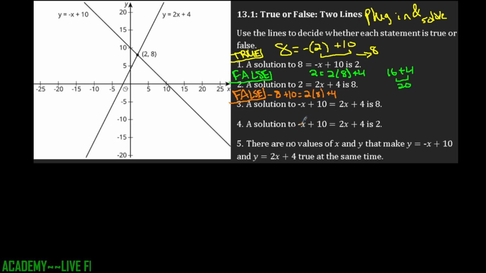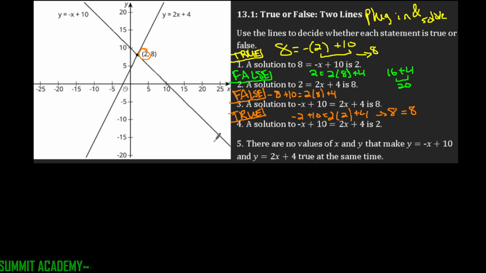For number 4, it says a solution to negative x plus 10 equals 2x plus 4 is 2. And if we actually look, since we're solving for x, we can say, hey, that's going to be the x coordinate in this solution point. And we can also check by plugging in. So we're going to say negative 2 plus 10 equals 2 times 2 plus 4. So let's shift back over. On the left side is going to be 8. On the right side, we have 4 plus 4, which is also 8. So this is going to be true for number 4.